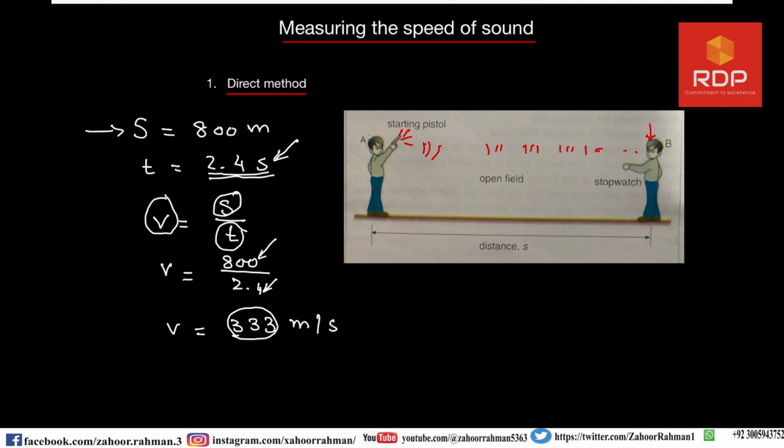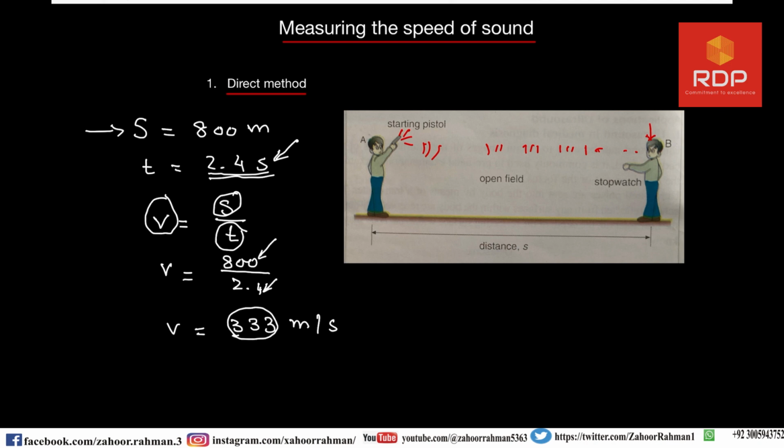Always the practical values are a bit divergent from the original theoretical values, but it is quite acceptable. The theoretical value of the speed of sound is 330 meters per second. But due to the defect in the instrument or in the noting of time and distance by human beings, it will be nearer to it.